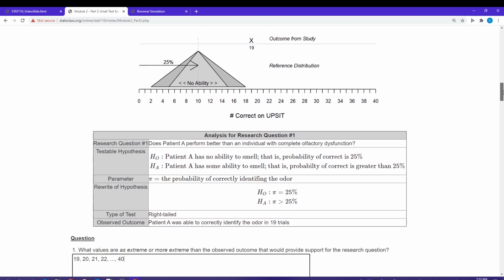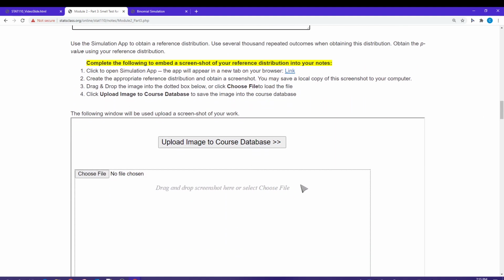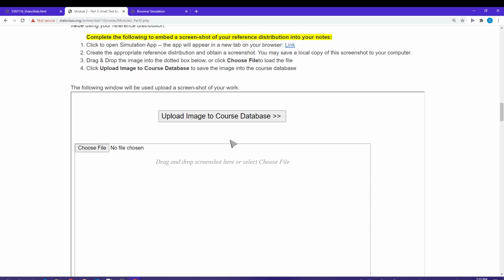19 up through 40. Okay, the next step here is just to obtain another screenshot and add that to your notes. So I'll do the first one here with you.